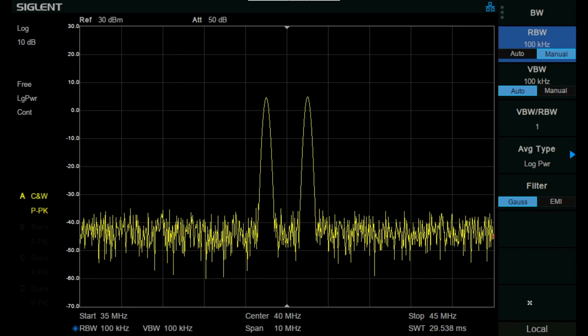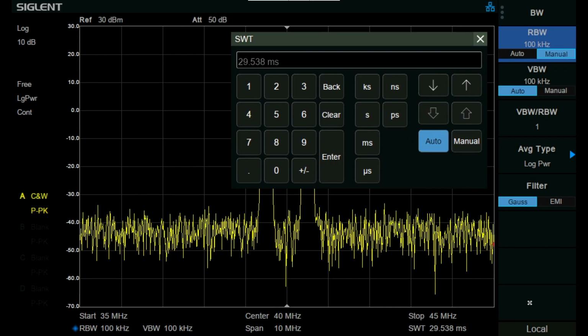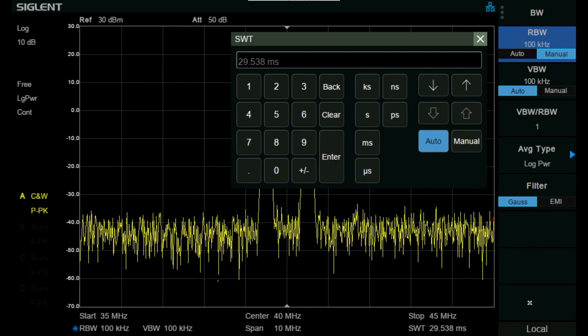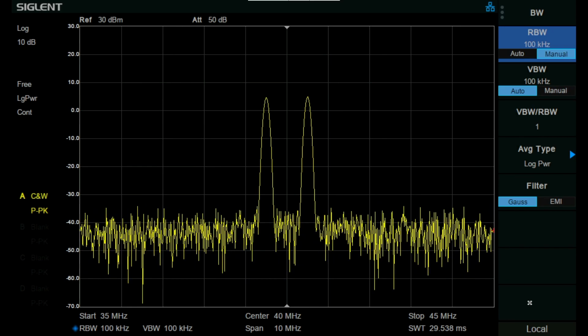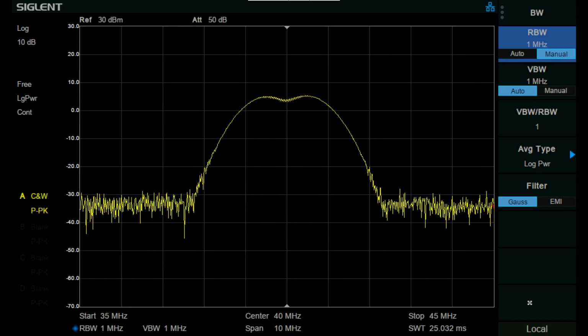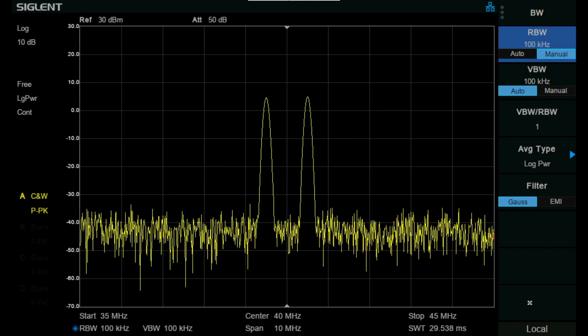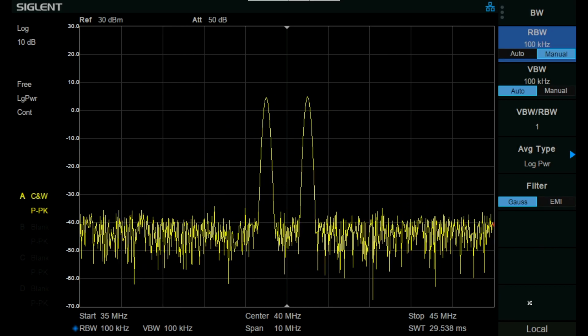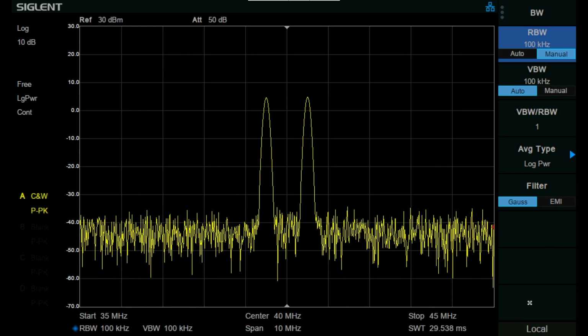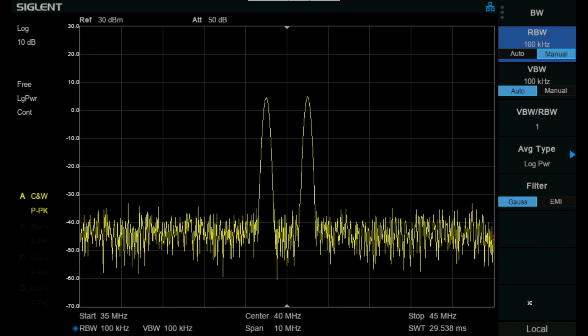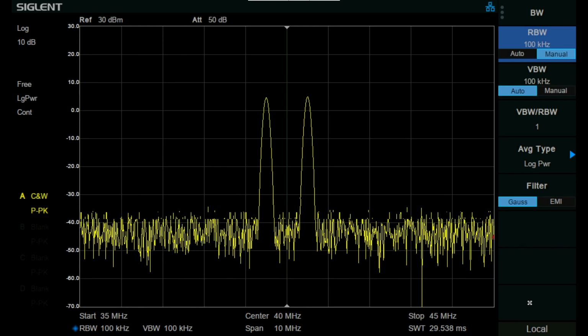Now, this comes at the expense of increasing this number in the bottom right. That's your sweep time. You can see it's about 30 milliseconds there and 25 there. It can be more extreme on larger spans. But anyway, there we go. Our amplifier is amplifying, and we're putting two tones in and getting two tones out.